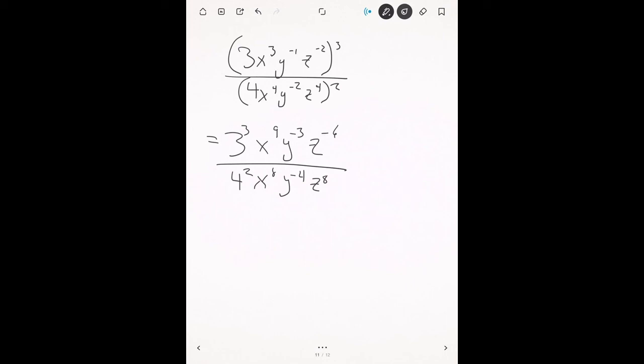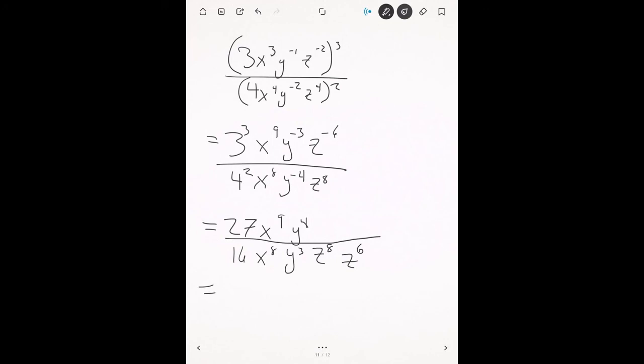All right, so 3 to the third is 27, and that can stay. X to the ninth can stay. 4 squared is 16. X to the eighth can stay. These y's are going to switch, so y to the fourth is going to come up top, and y to the third is going to go down. Z to the eighth stays down, and z to the sixth comes down.